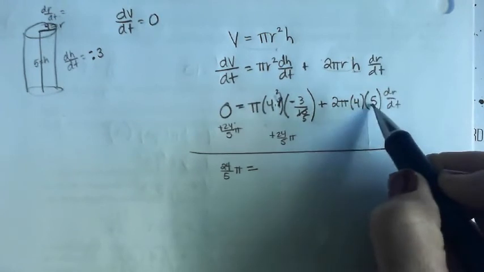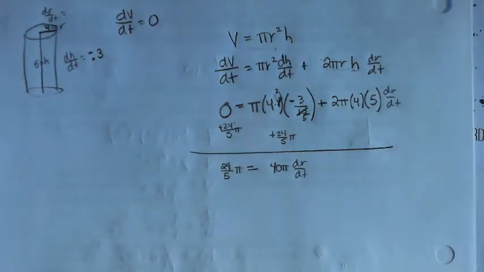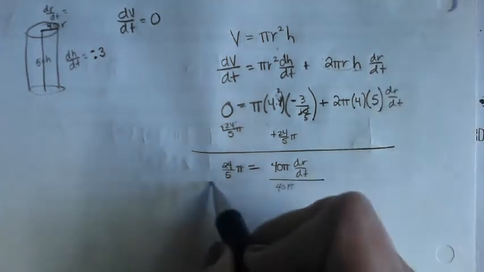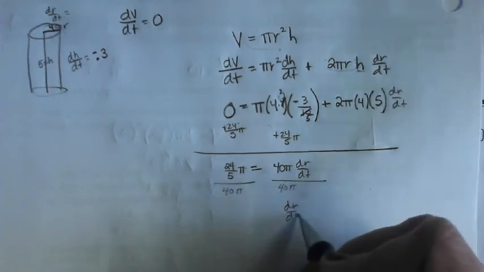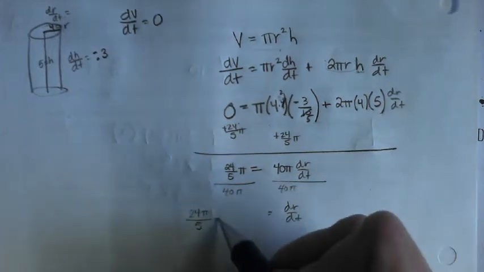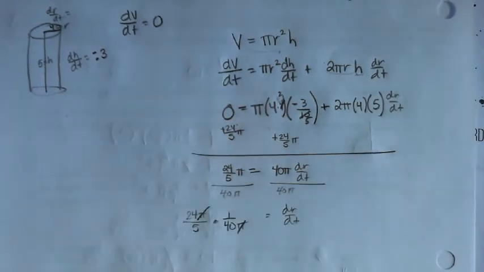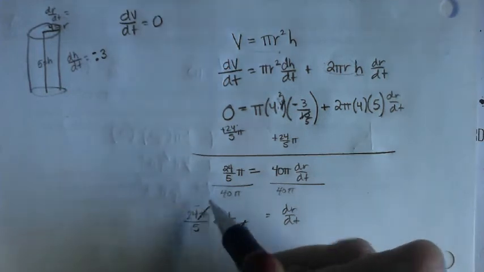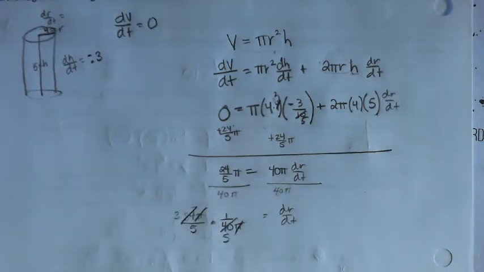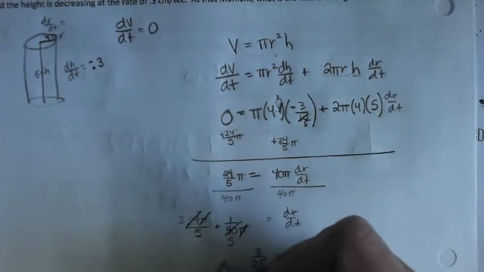And then this all is going to be 40 pi dr/dt. So if I divide by 40 pi, I just have to keep the 24 pi over 5, change, flip. My pi's will cancel. My 24 and 40 will reduce by a factor of 8, giving 3 and 5. And I have 3/25 centimeters per second.